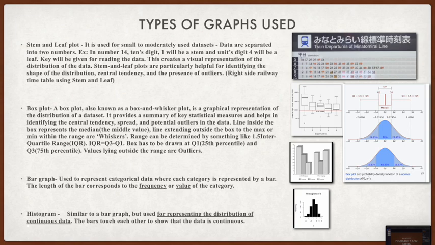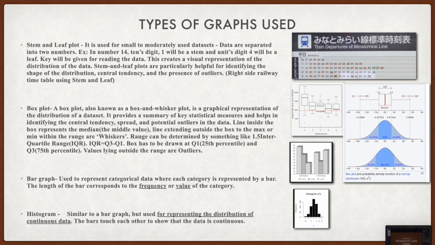In many figures, if we search on the internet, we will be able to see that these 5, 6, 7, 8, 9 form the stem, and the other numbers are represented as leaves. That's why the name is stem and leaf plot.